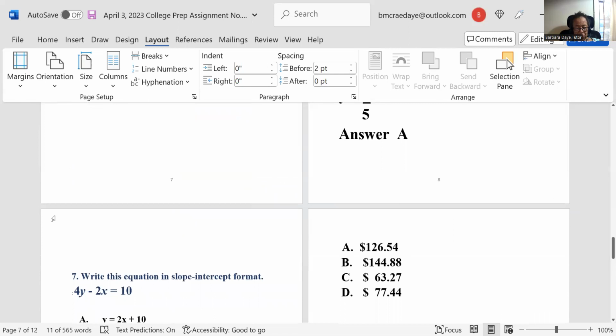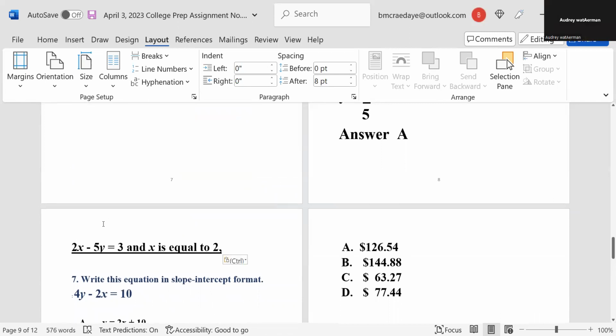Now let me just do this. I want to give you a different problem. Okay, you have 3x plus 6y equals 10.